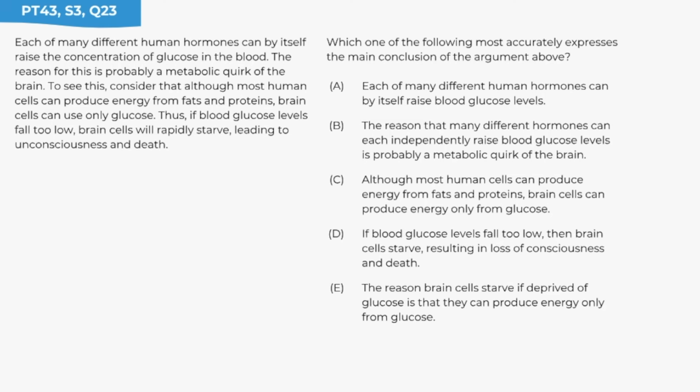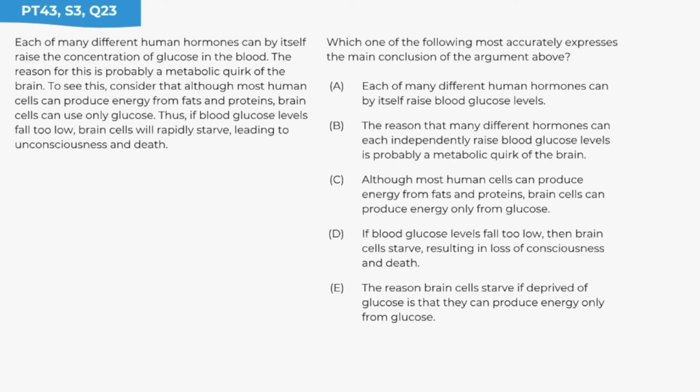So the main point of this argument is an explanation. The reason for this is probably a metabolic quirk of the brain. The claim at the very end, if blood glucose levels fall too low, brain cells will rapidly starve, leading to unconsciousness and death. That's an intermediate conclusion. Okay, so now that we know what the main point is, let's go ahead and find it. We're looking for the reason for this is probably a metabolic quirk of the brain.